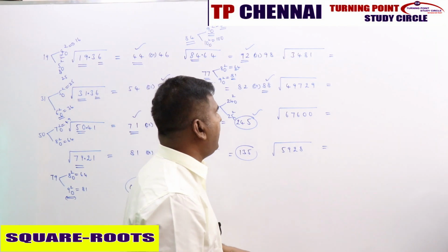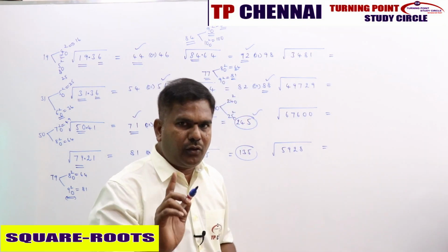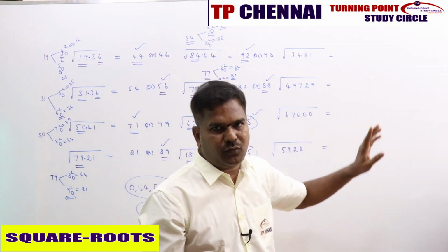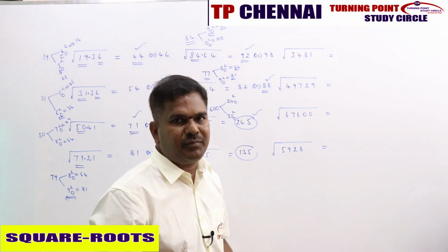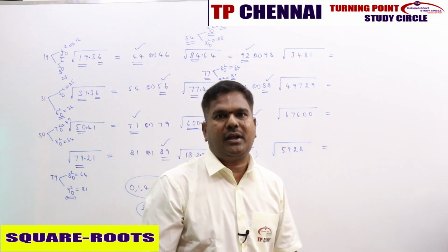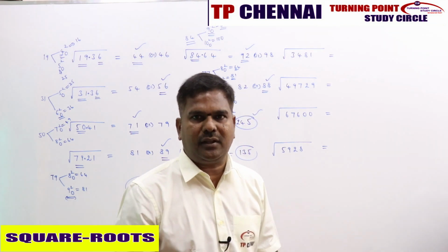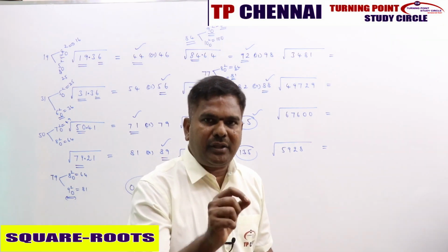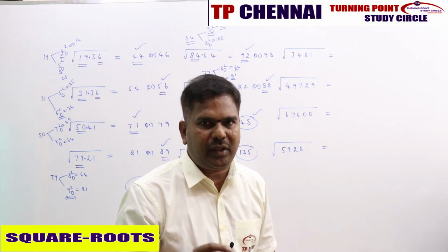So next one, 3481. So 1 and 9 ends with 1. Can you tell me without putting pen on paper what is the answer? So 1 and 9, last digits will be 1 and 9. We need to check in the options. Next, put a dot after 2 digits. So what is left over? 34. 34 is lying between which two squares? 5 square is 25, 6 square is 36, right? That means the square root will be lying between 50 and 60.